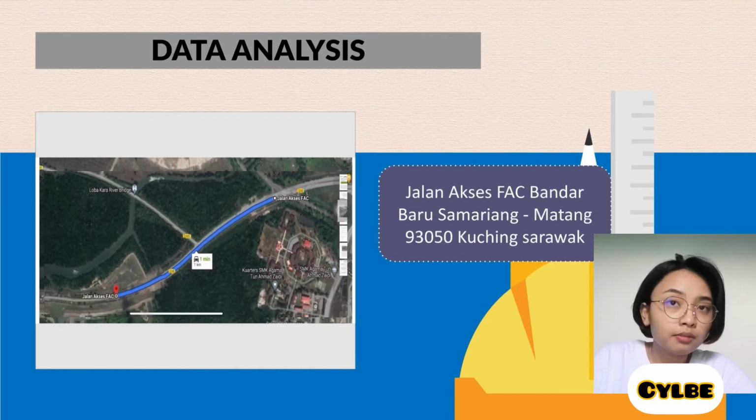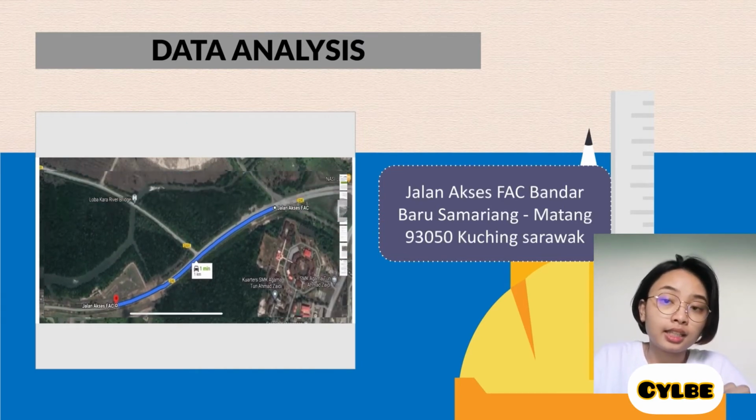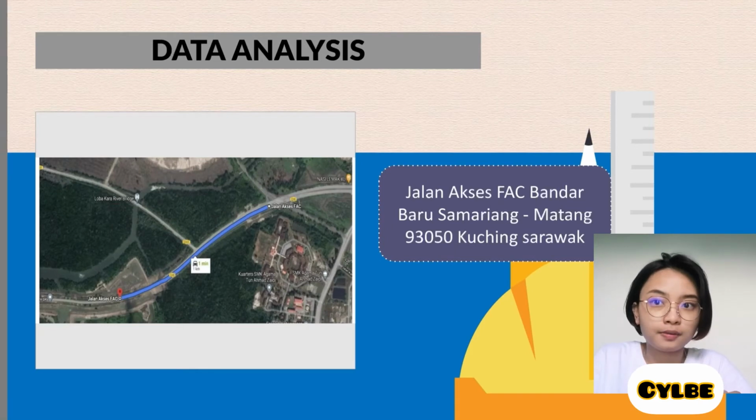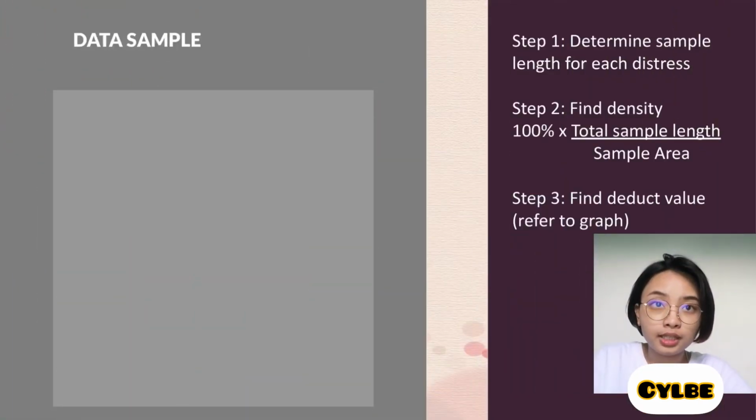In our data analysis, we have chosen the location at Jalan Access FSC, Bandar Samarahan, Kuching, Sarawak. We use the Google Maps application to access and see the location, and we have divided the road into 5 sections, which is 100 meters for each member to get the road data. In order to get the data sample, we use the condition survey datasheet and apply the PCI method.